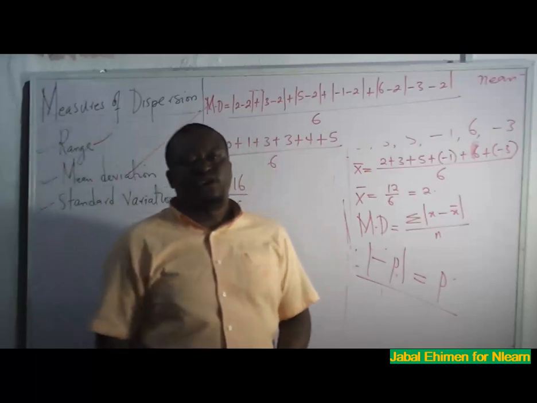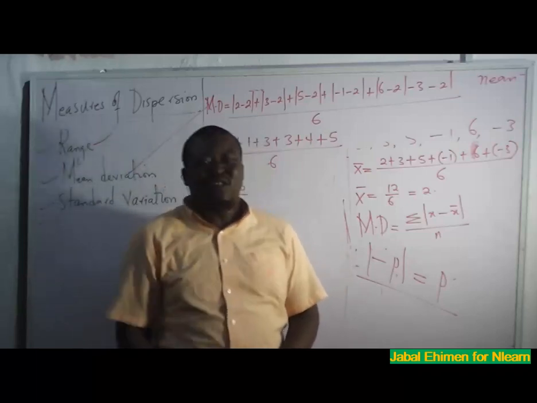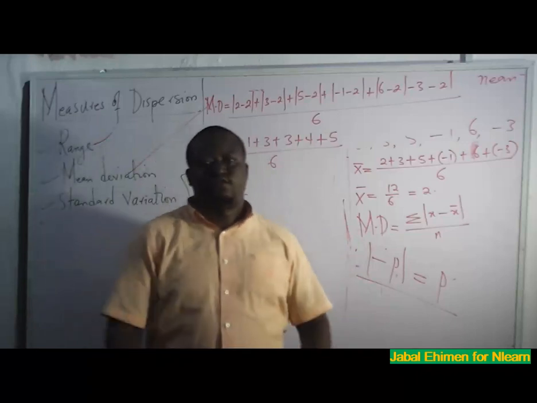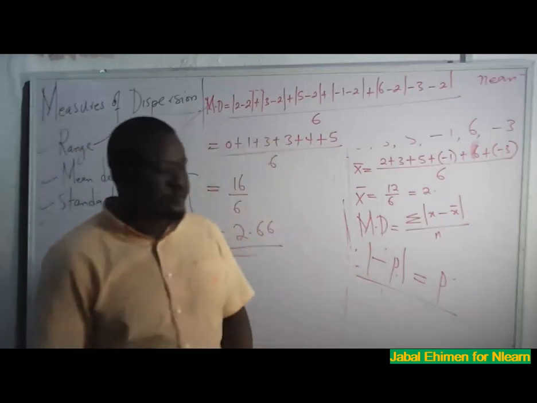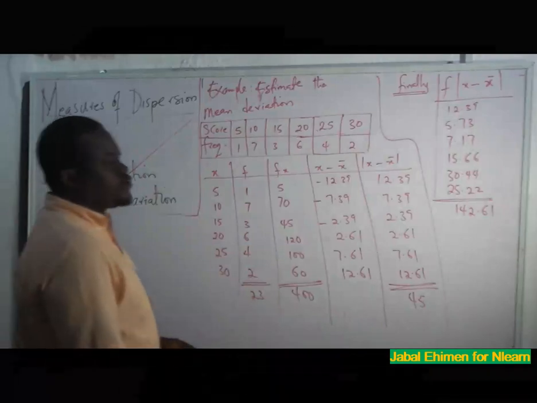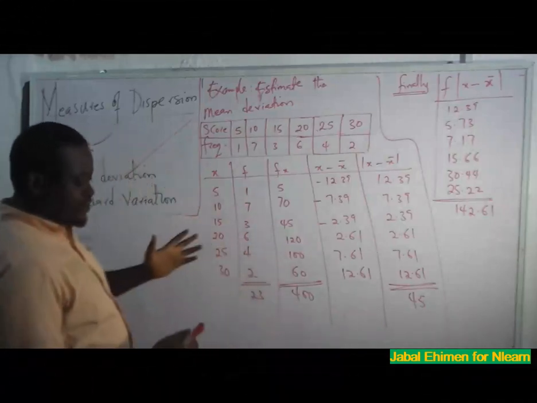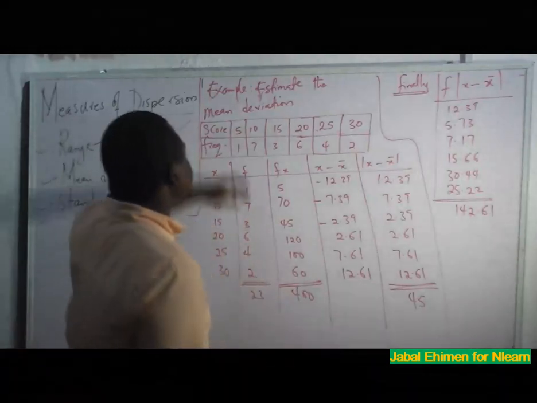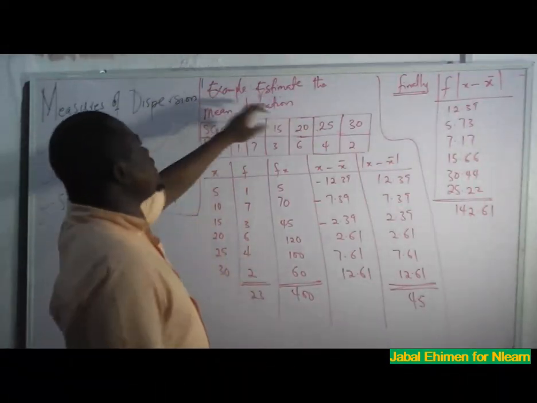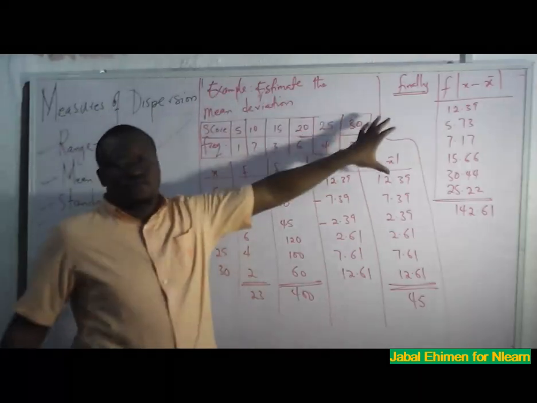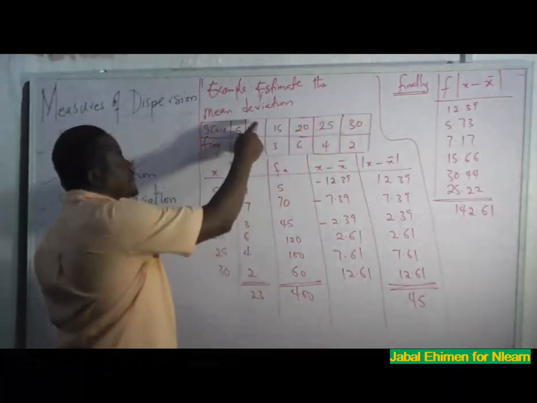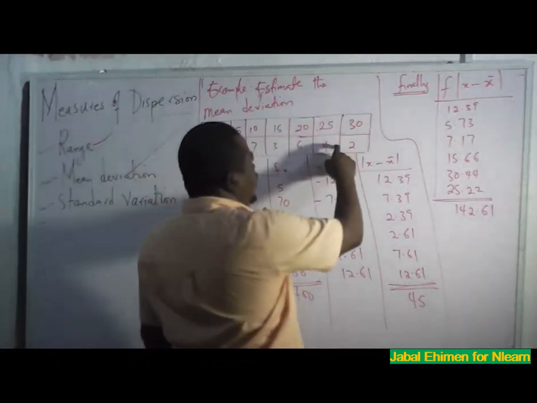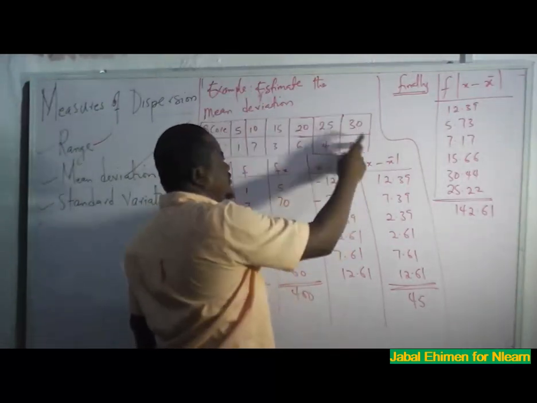So the next thing we're going to discuss is how to calculate this same mean deviation for data that are grouped. Good. Now, taking out our calculations from here, from the question we're given, it said estimate the mean deviation of these scores. You have 5, 1, 10, 7, 15, 3, 26, 25, 4, and 32.